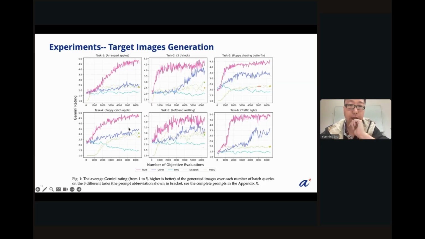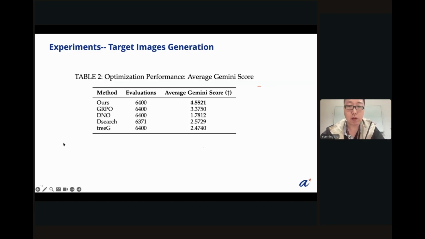Okay, for the image task, we compute the Gemini rating scores over different prompt tasks. The purple line is our method. We can see our method increases the score very fast compared with the baselines. Here are the average Gemini scores compared with the baselines. Larger is better. The first one is our method. It is larger than the baselines.